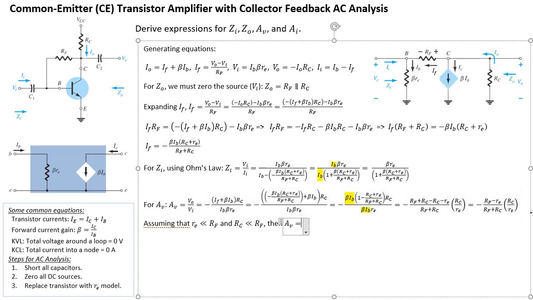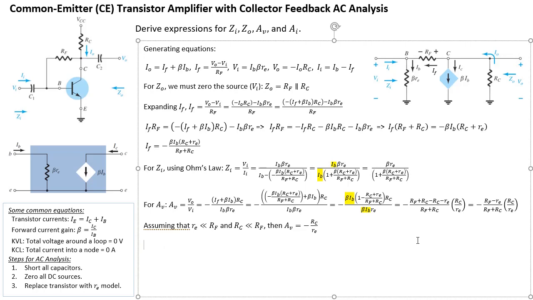So then what you're left with is just negative RC divided by RE. All right. So that's our AV approximation given these conditions. So we have ZO, we have ZI, AV. So finally, let's work out what AI is.